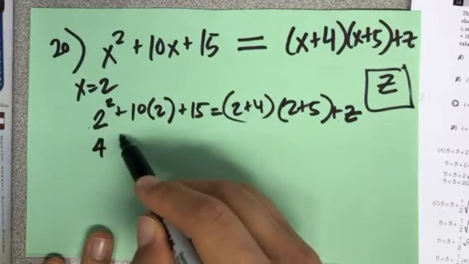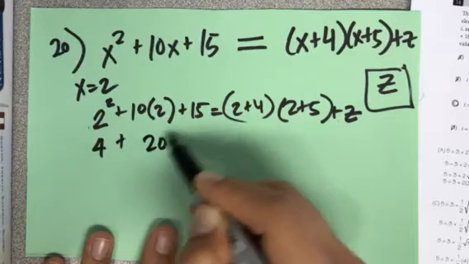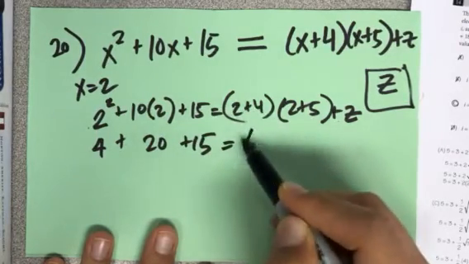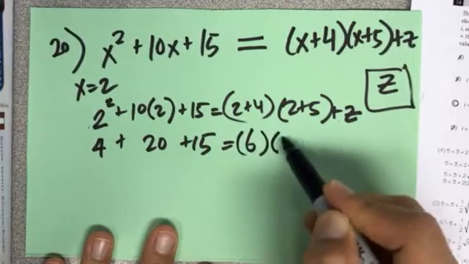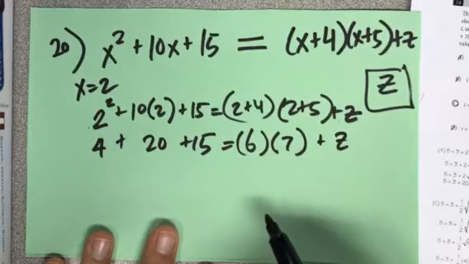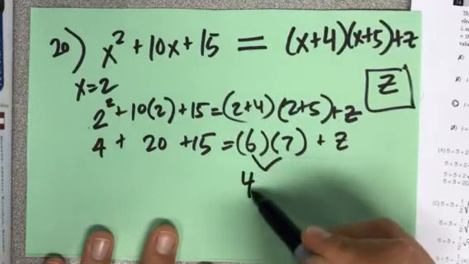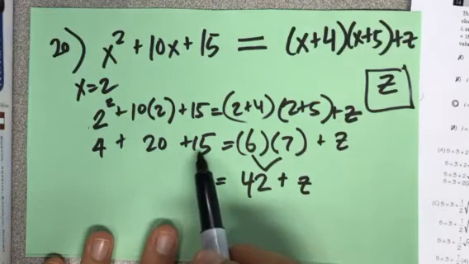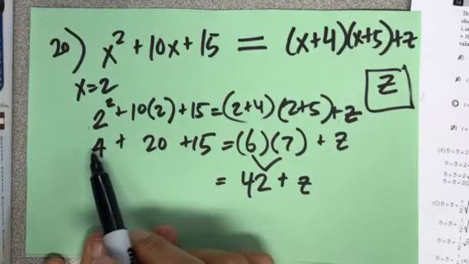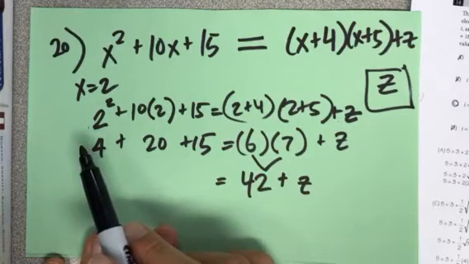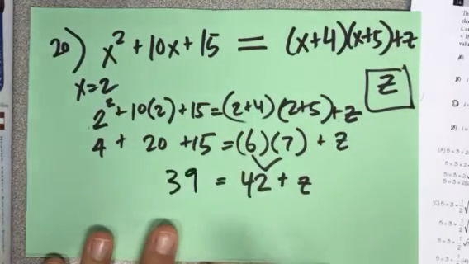2 squared is 4 plus 10 times 2 is 20, and then plus a 15. And this is going to be 6. 2 plus 4 is 6 multiplied by 7. 2 plus 5 is 7 plus z. All right, so right over here, this is going to be 42 plus z. And on this side, 20 plus 15 is 35 plus 4 is going to be 39. Right? Okay, yeah, 39. You can use a calculator for this section.